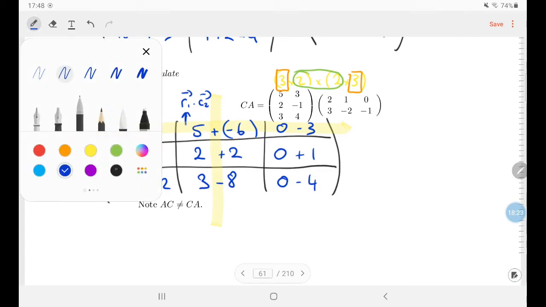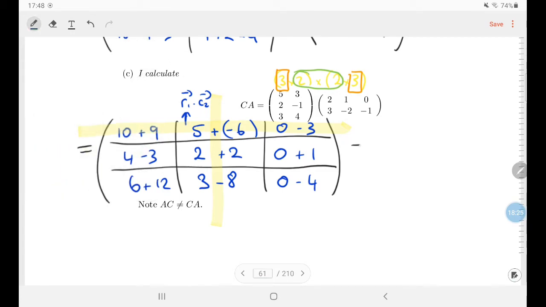And then I should tidy this up. So 10 plus 9 is 19. 5 minus 6 is minus 1. 0 minus 3 is minus 3. 4 minus 3 is 1. 2 plus 2 is 4. 0 plus 1 is 1. 6 plus 12 is 18. 3 minus 8 is minus 5. And I have a minus 4 there as well.